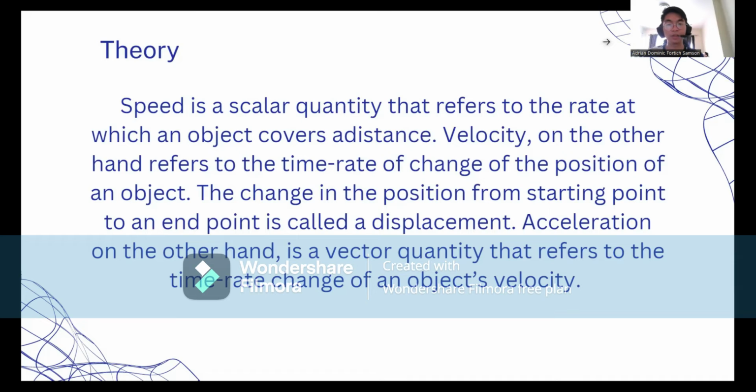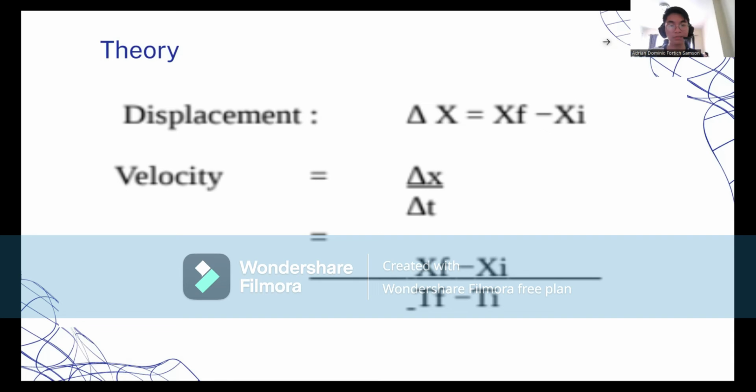Velocity, on the other hand, refers to the time rate of change of the position of an object. The change in position from starting point to an end point is called a displacement. The following formulas determine the computation for displacement and velocity, with x referring to position, f for final, and i for initial, and t for time.